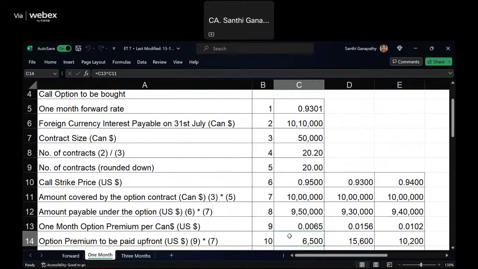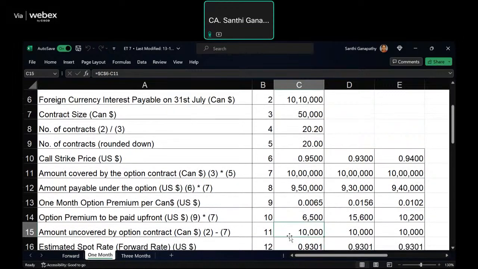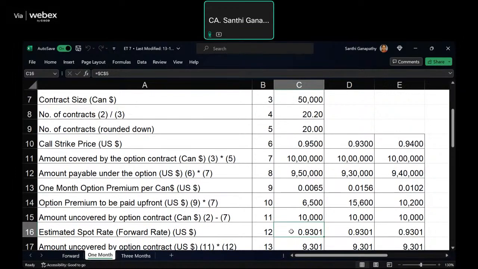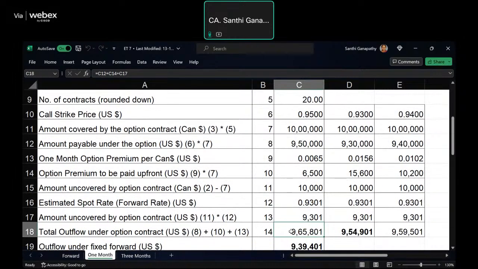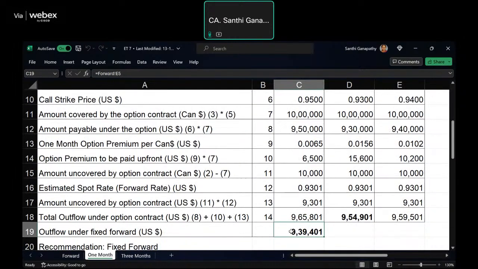So once this is done, there is an amount uncovered by the option contract. So what is the estimated forward rate for that? So how much it translates to, what is the total amount, what is the outflow under fixed forward, what is the recommendation? Do you want to go for fixed forward or do you want to go for an option means? I want to go only for the fixed forward.